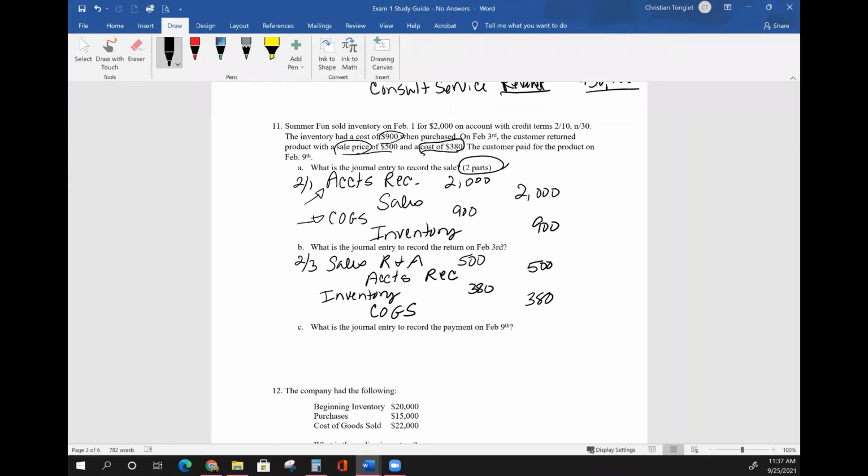Okay. Now, what's the entry when the customer makes a payment on February 9th? So they're paying within the 10 days. So I need to calculate that out. Well, I had $2,000 that I sold him. He brought back $500. So now the customer only owes $1,500. So if he's paying me within the discount terms, he gets to take that 2%. So I'm going to multiply the 1,500 times the 2% in order to come up with how much cash I'm going to be receiving. So his discount is $30. 1,500 times the 2% is $30.